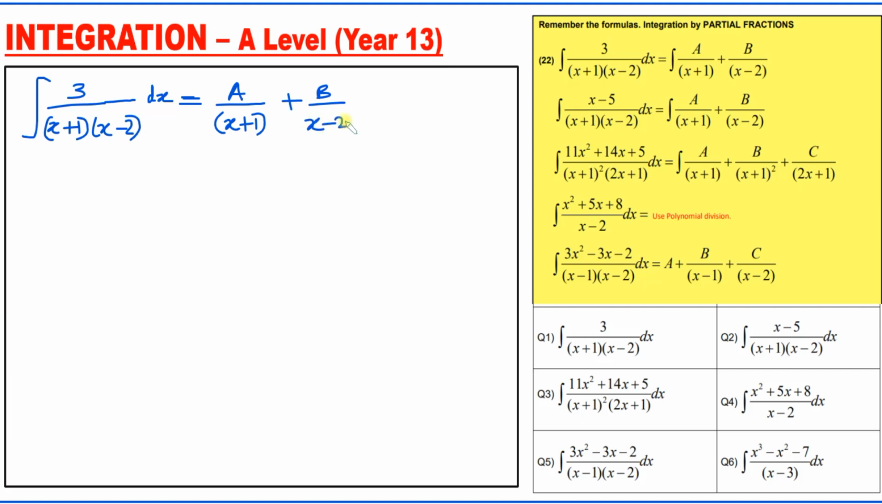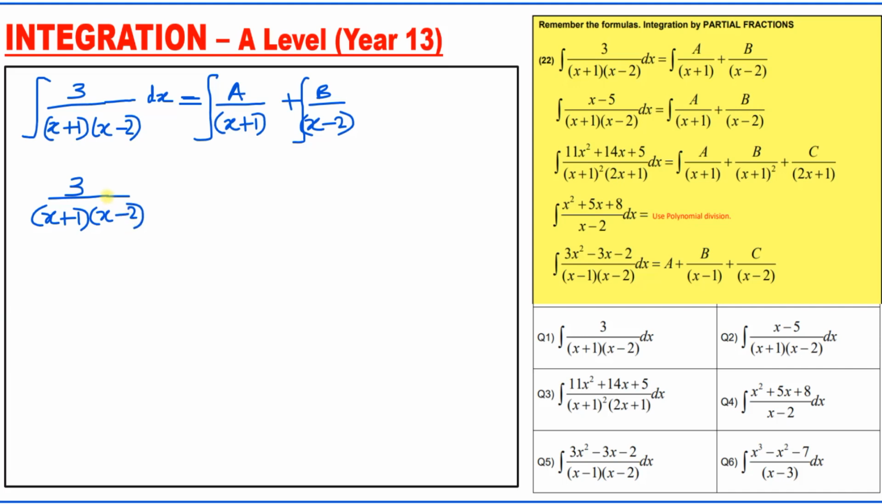For the next few minutes I'm going to be using algebra skills to find the A value and B value. Once I find A and B, we can do the integration: integrating A over x plus 1, integrating B over x minus 2 is the question. Now we are going to do the partial fractions. So 3 over (x plus 1)(x minus 2).